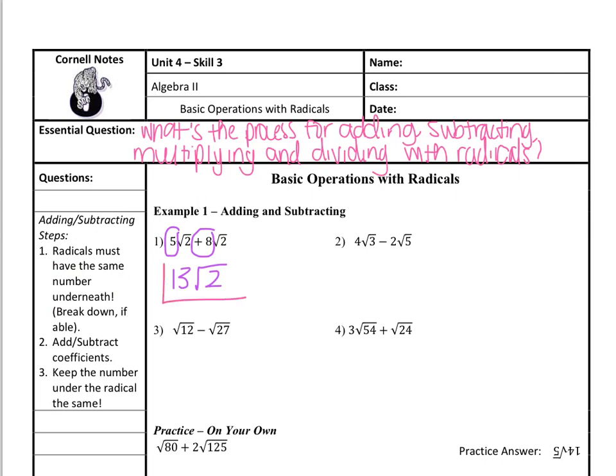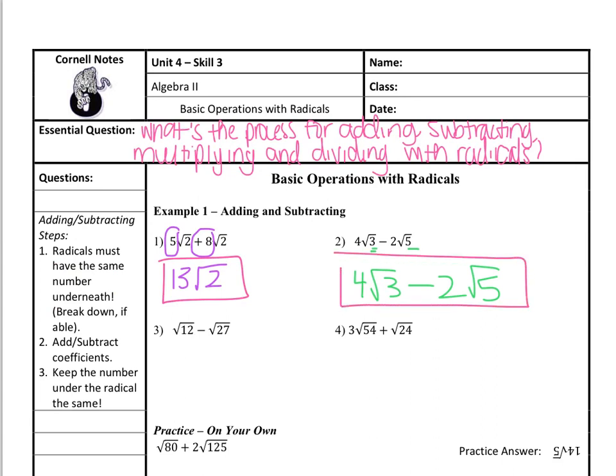Okay, simple as that. However, sometimes you might have to break them down, or sometimes they cannot combine. So in example 2, I have a radical 3 and a radical 5. Those are different, and therefore I cannot combine them. But wait a second, can I break them down first? 3 cannot be broken down, nor can 5. So I keep this, 4 radical 3 minus 2 radical 5.